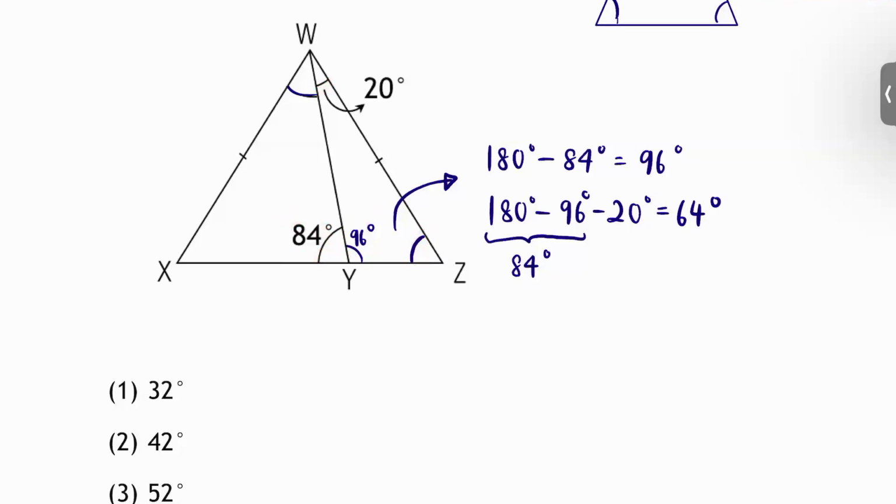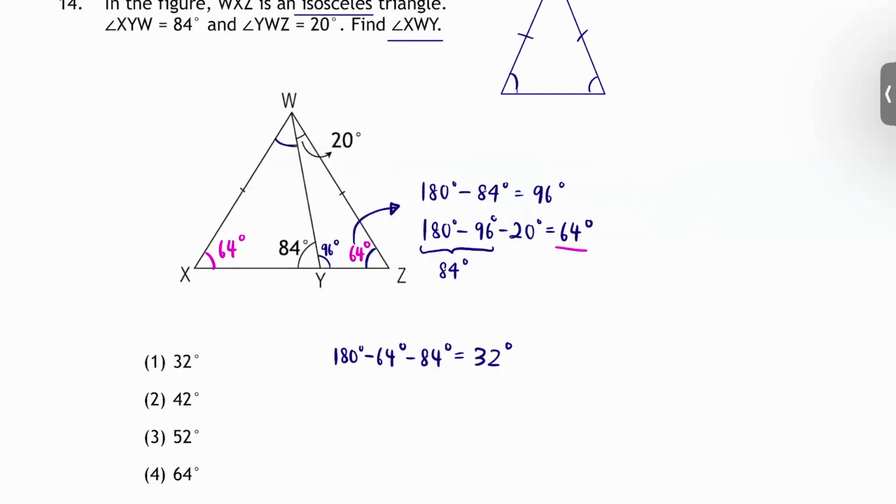So I'm going to just quickly label this here as 64 degrees. Where else do we find 64 degrees? The other base angle is 64 degrees. So in order to find XWY, you see that we can spot another triangle, XWY. So what is this angle over here? It will be 180, subtract 64, subtract 84, because angles in a triangle add up to 180 degrees. So again, you will get 96 minus 64, 32 degrees is the answer. So the answer is option number 1. All right.